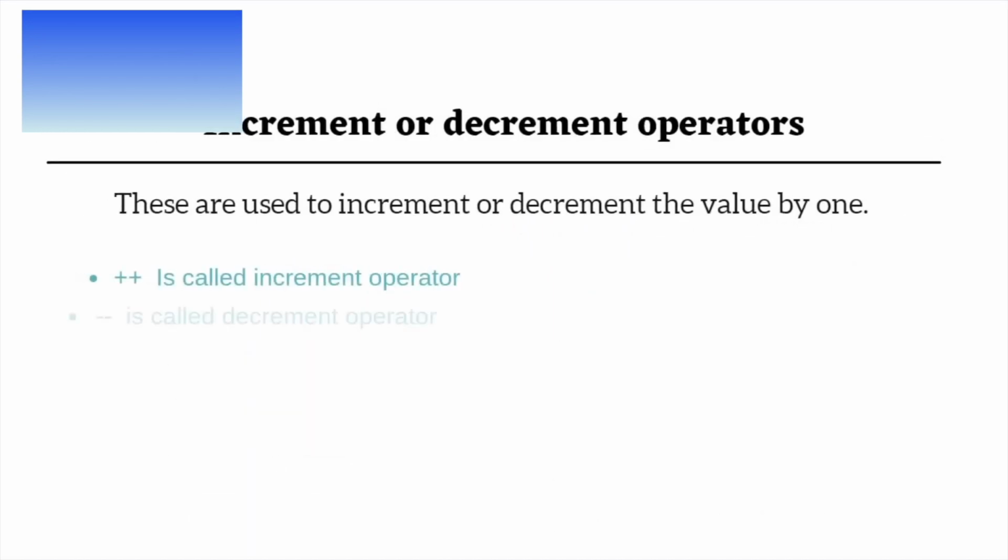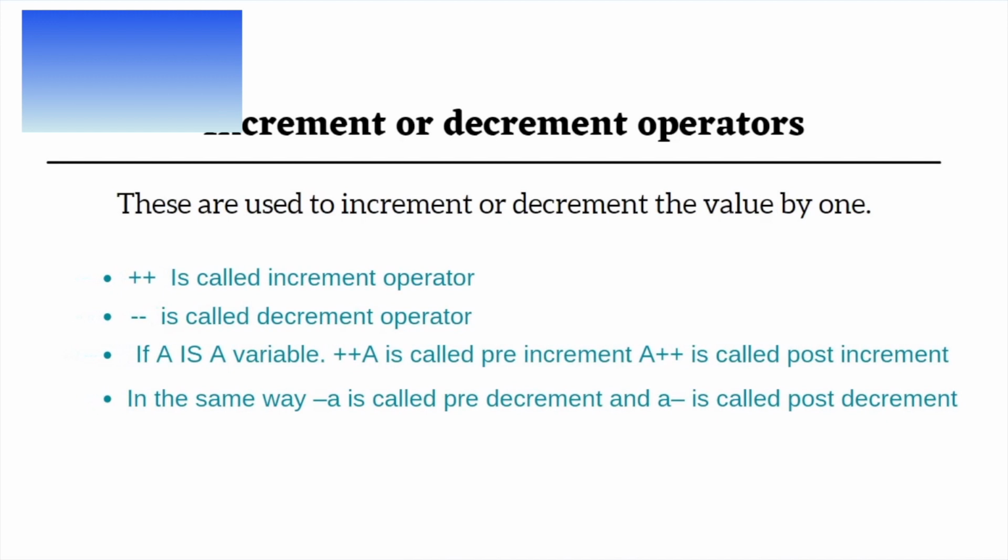Next come increment and decrement operators. These are used to increment or decrement the value by 1. For example, if we take a value of 6 and increase it by 1, it becomes 7. This is the increment operation. In the same way, if we decrease the value of 6 by 1, it becomes 5. It is called the decrement operation. In C, plus plus is used for increment and minus minus is used for decrement.